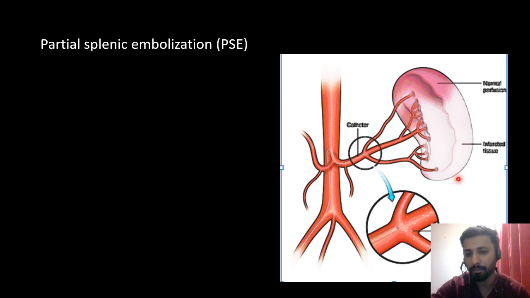60% of the spleen. So what happens when 60 to 70% of the spleen is infarcted? It stops functioning. The remaining 30% starts doing the function. The advantage of this is that the splenic parenchyma is retained, so the patient's risk of infection reduces. Next thing is we have also achieved something like a splenectomy by just embolizing it up to 60 to 70%. So there is functioning spleen as well, and there is infarcted spleen as well.